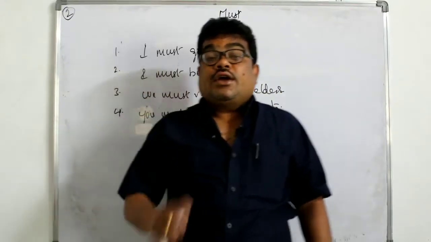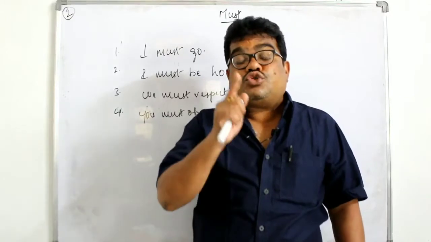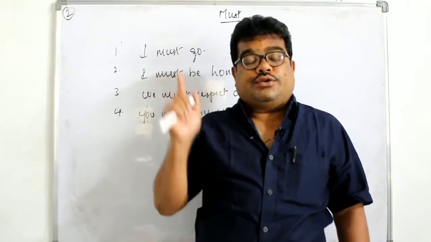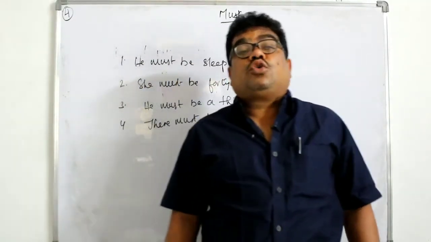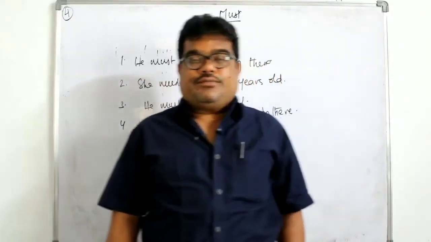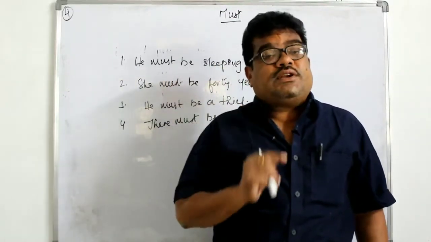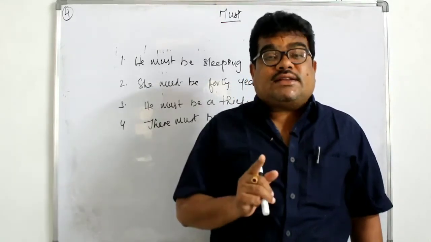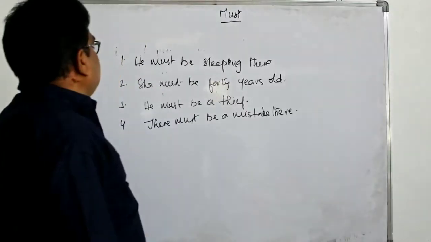Another thing is that when we use must, it shows the intensity. So to show the intensity, we use must rather than should. Write down: for strong possibility and conclusion, we use must rather than should. Once again, I repeat, for strong possibility and conclusion, we use must rather than should. You see the examples here.